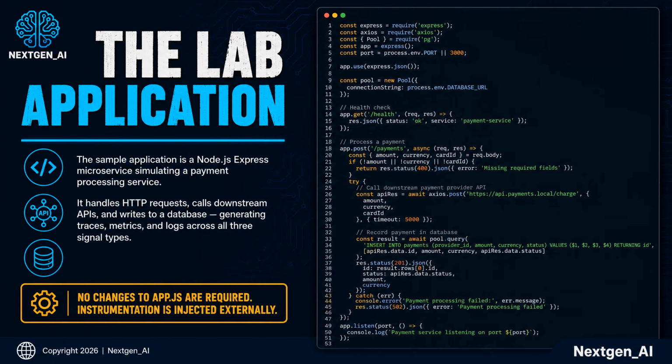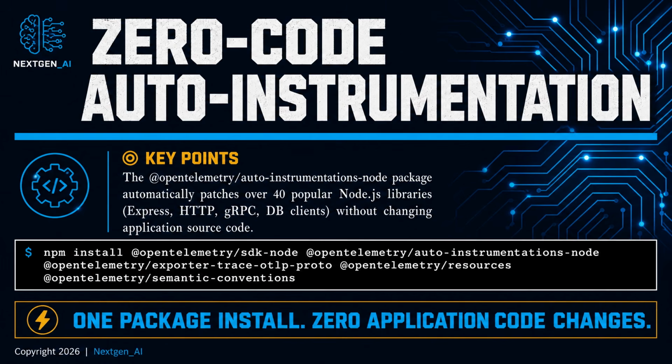This zero-code approach democratizes observability. It ensures that every microservice in your fleet, regardless of who wrote it or when it was deployed, provides a consistent, high-quality baseline of telemetry data from day one. Let us look at the actual code required to set up OpenTelemetry in a Node.js application.